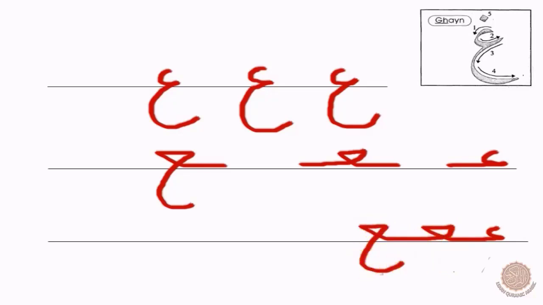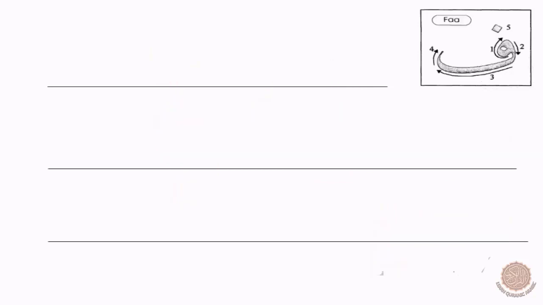Next letter is the ghain. It's exactly the same as the ayn, except for the dot. So once again, we'll dot them all. And that's the ghain. Next we have the fa. You start just above the line, and you do a small circle, and then come down and go across, and then up like this. So let's do this again.